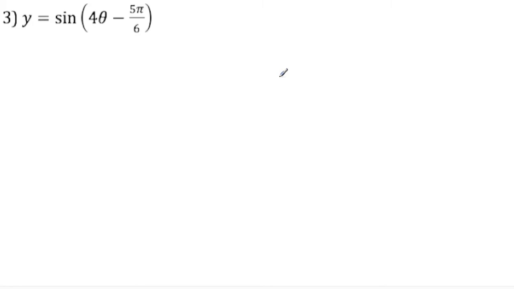All right, next up for number 3. Let's again address what the amplitude is. Well, we're not multiplying anything, so it's 1. This is 1 sine. For the period, this might be easier to see that the B value is 4. What we're multiplying theta by is 4. So B is equal to 4. So we do 2 pi divided by 4, and that's 2 pi over 4, or pi over 2. So the period is going to be smaller than we've been looking at.